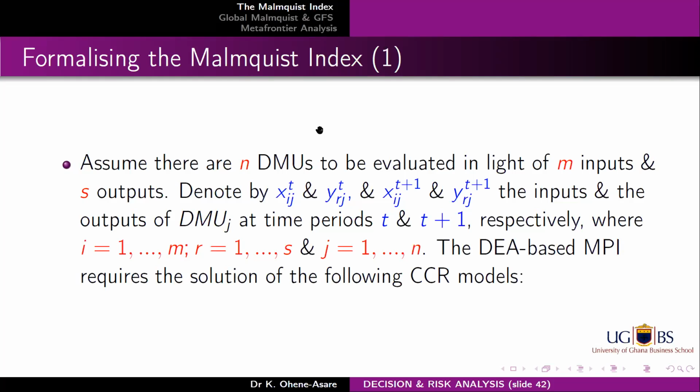And then i is defined as running from 1 all the way to M. The r is defined as running from 1 all the way to S, the total number of outputs: output 1, 2, 3, up to S. So if the total outputs are 4, then S is 4. And then j indexes the DMUs, which number from 1 to N. So if you are dealing with 25 DMUs, then N is 25.